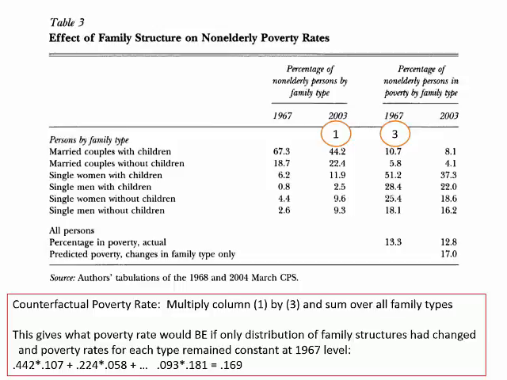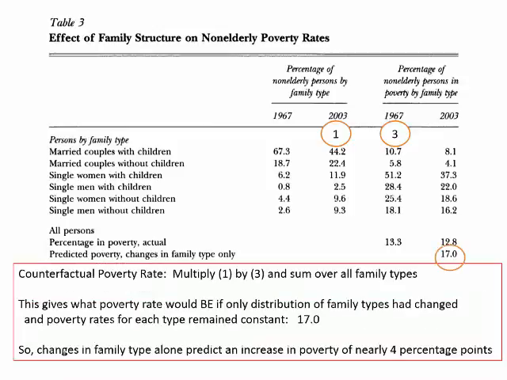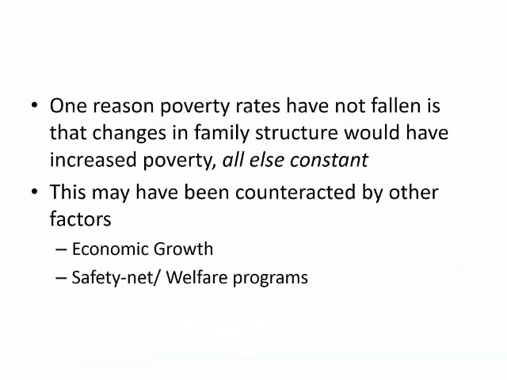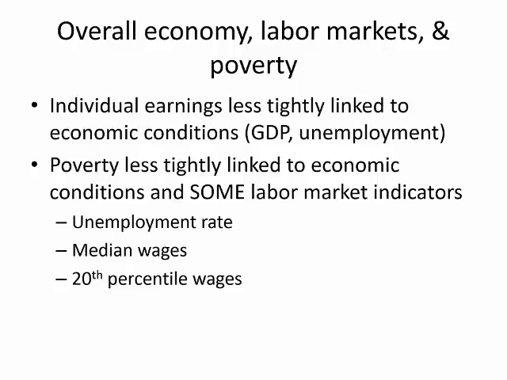So one reason why the poverty rate has not fallen since the 1960s is that the dramatic changes in family structure alone should have caused an increase in poverty of nearly 4 percentage points. The fact that we did not see such an increase suggests that other factors likely counteracted the upward pressure on poverty rates due to family structure changes. Two such other factors already mentioned are economic growth and safety net or welfare programs.